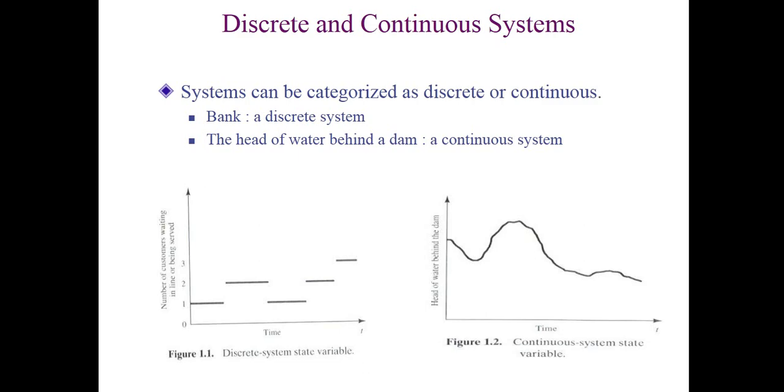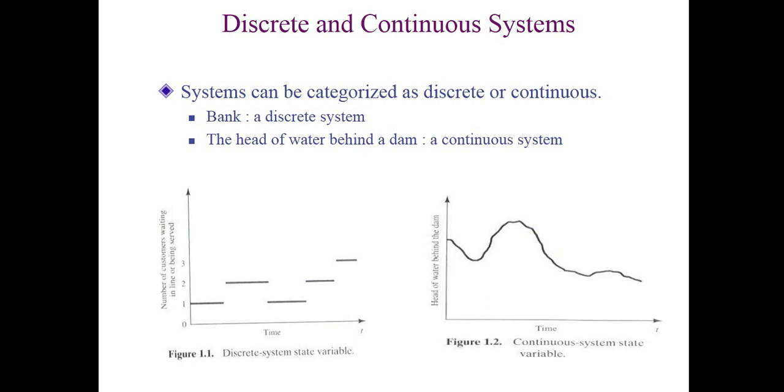So now a system can be of two types, one is discrete and another is continuous. So a system can be categorized as discrete and continuous. So there is an example of discrete and another example of continuous, but let me tell you there are very rare systems which are actually continuous. Most of the systems are actually discrete systems.